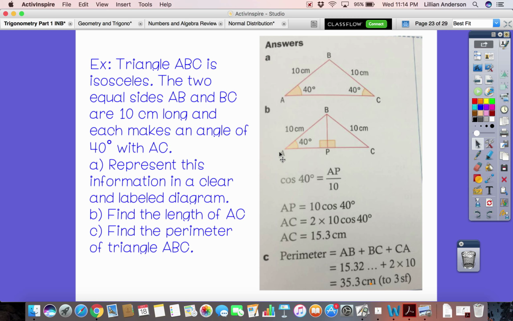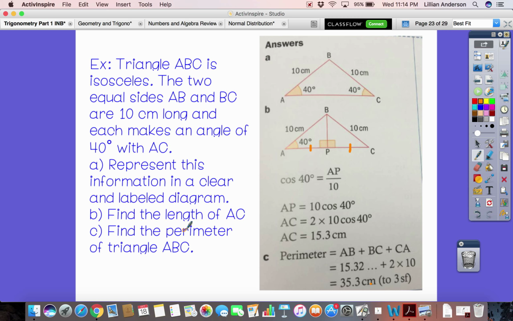And because we are looking for AC, which is twice the length of AP, that's where that 2 comes from. So 2 times AP, which was 10 times the cosine of 40 degrees, and we get 15.3 centimeters once we round to 3 significant figures. Just to recap this part of the problem, AB can be drawn, which creates 90-degree angles and congruent triangles. So AP and PC were equal. That's why we multiplied it by 2.